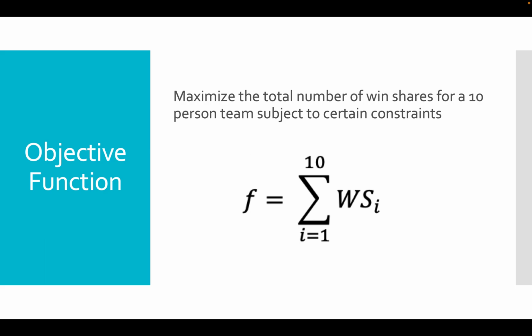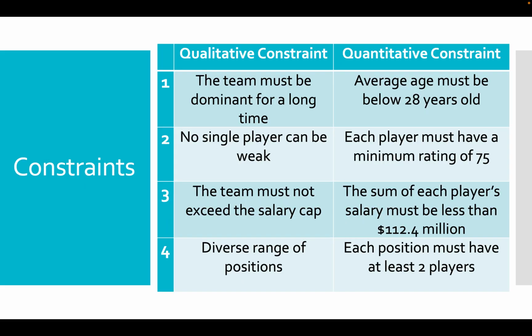So my objective function is going to be just the sum of the win shares of each player. So I'm trying to maximize the total number of win shares for a 10-person team, given constraints that I'll talk about in a minute. But the objective function is just the sum of the win shares for each player.